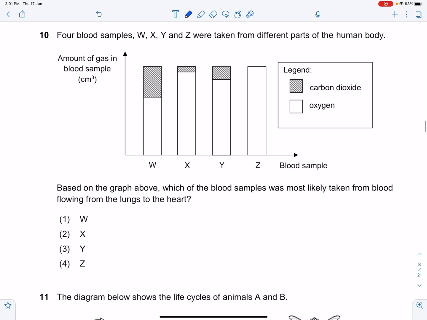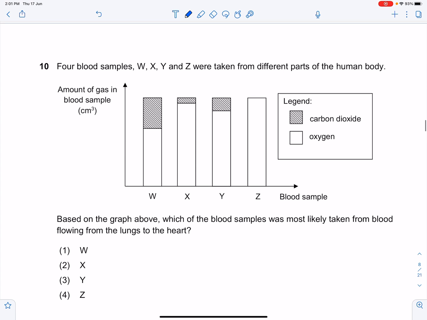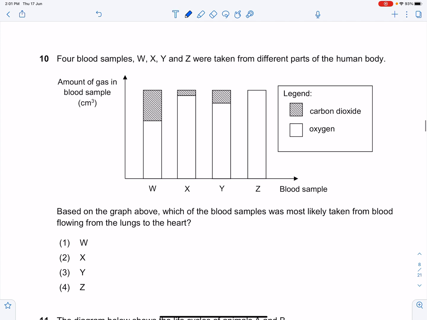All right, moving on to question 10. Four blood samples, W, X, Y, and Z, were taken from different parts of the human body. Based on the graph above, which of the blood samples was most likely taken from blood flowing from the lungs to the heart? Now, you need to understand something. Blood that has just exited from the lungs, remember, in the lungs, gaseous exchange happens. So what are you exchanging for?